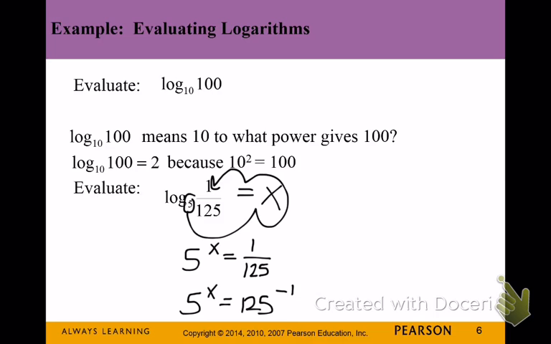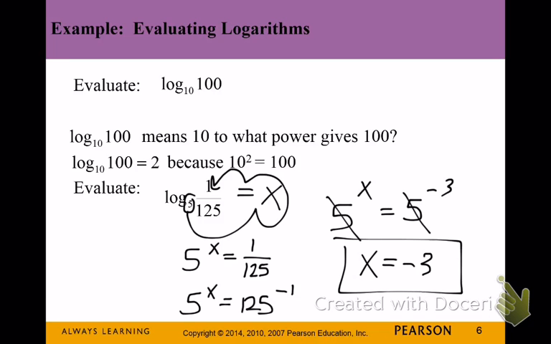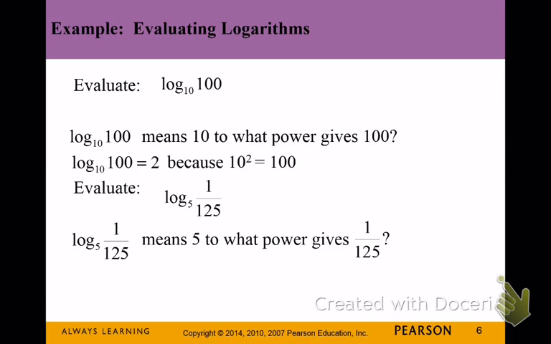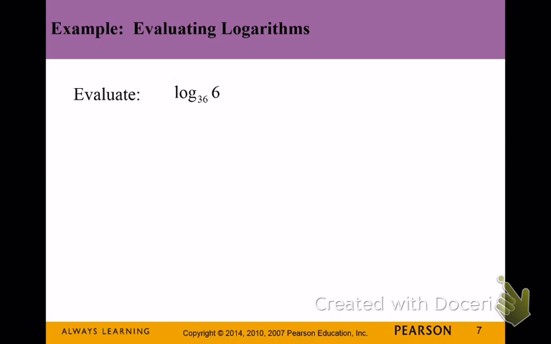And now I want to convert it to base 5. So if I want both of them to be base 5, I have 5 to the power of x equals, what power of 5 makes 125? 3. So that's negative 3. And now that they have the same base, I know that x equals negative 3. Beautiful. I have one more of these for you guys to try. Are you ready? Okay, here's the last one. Try this one.